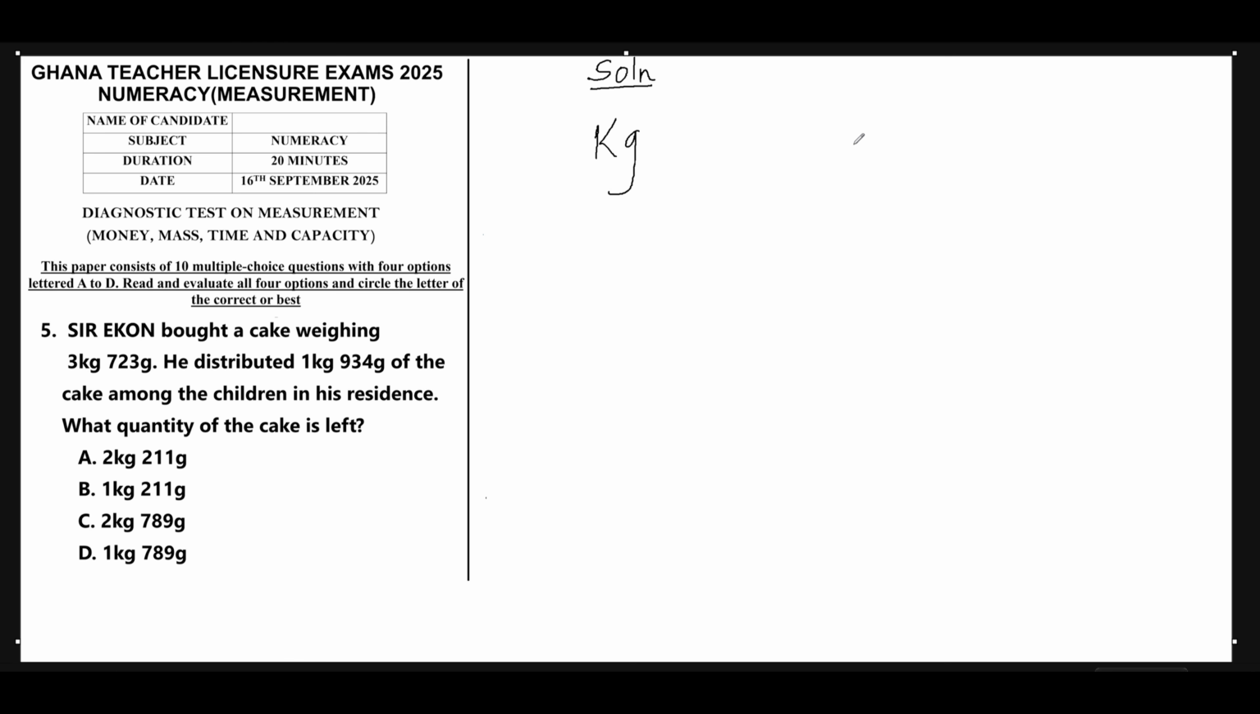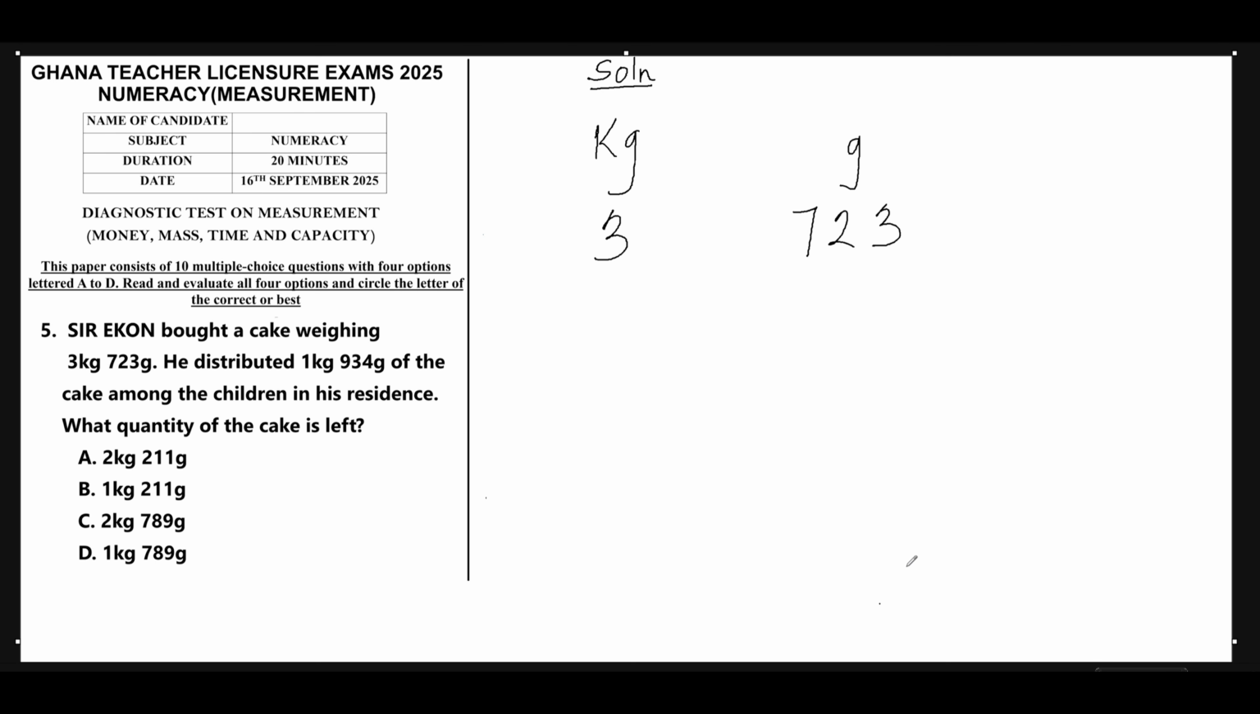So, kilograms and grams. The initial weight of the cake was given as 3 kilograms 723 grams. Now he gave out 1 kilogram 934 grams. Giving out goes with subtraction.